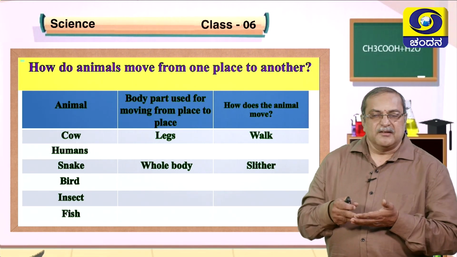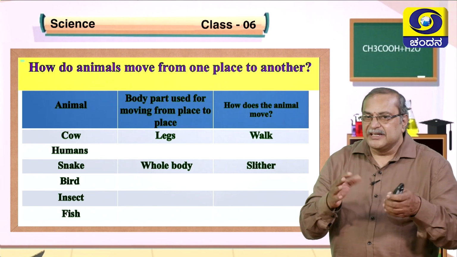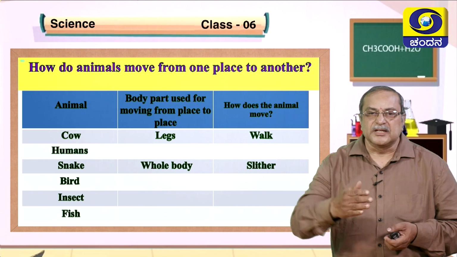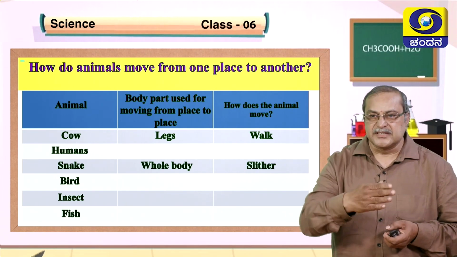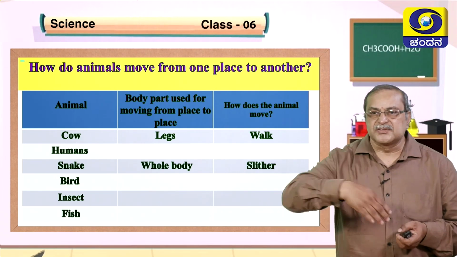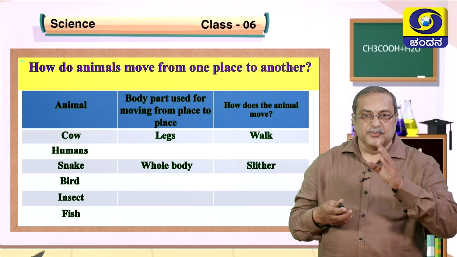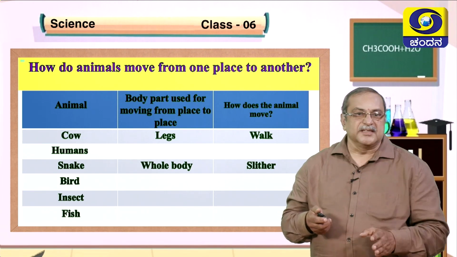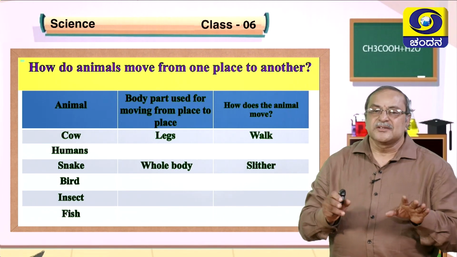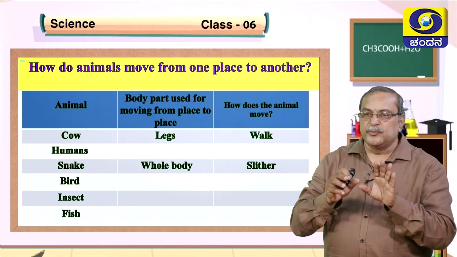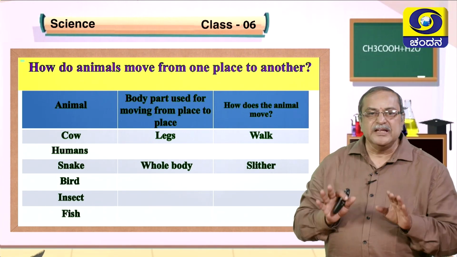Snake. Have you seen the snake? They don't have any legs. So they will move by crawling. That is called slither, what we say. The entire body will twist like this and start moving. That's called slithering. The type of movement is slither. Birds will use wings for flying, isn't it? For movement, they will fly with the help of wings.